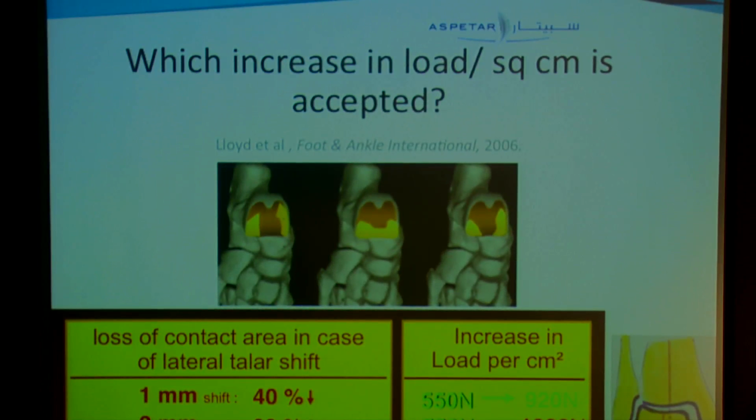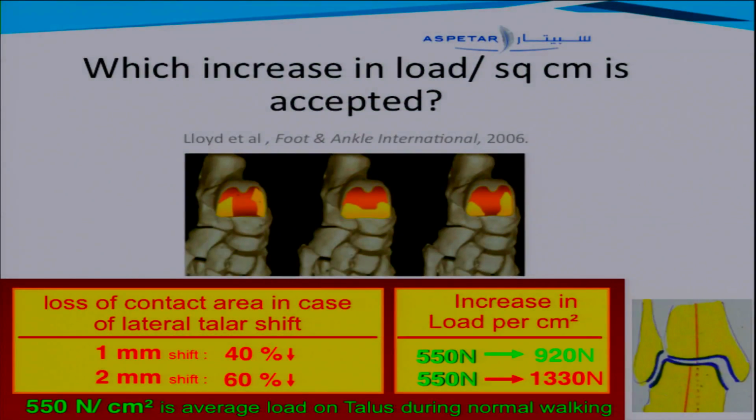So do alignment and instability change the loads upon the cartilage? If you know that in normal walking there is a load of on average 550 Newton per square centimeter onto the joint itself, and if you consider that a lateral talar shift of 1 millimeter decreases the contact area by 40%, this means that with a 1 millimeter shift, the loads almost double on the ankle joint. If you consider a 2 millimeter shift, the loads almost triple. So that's quite astonishing.